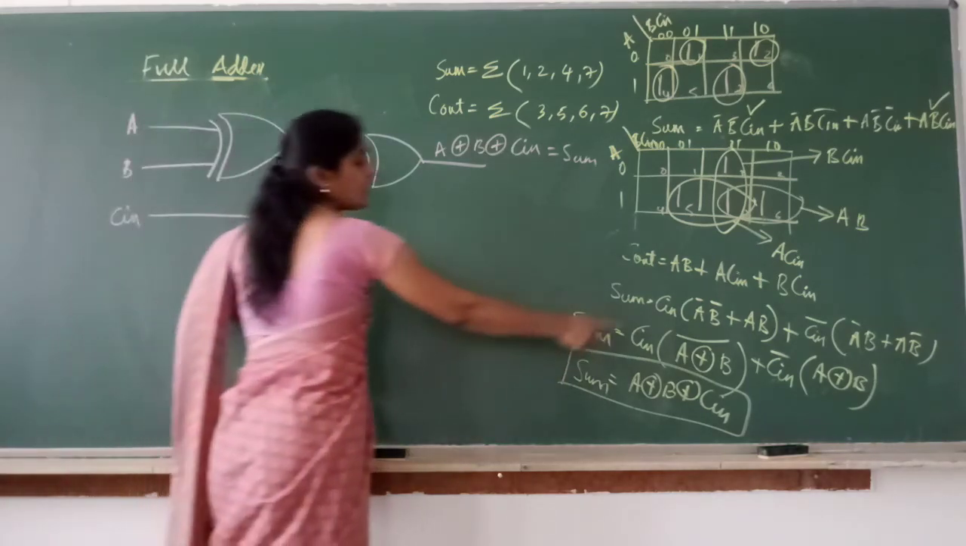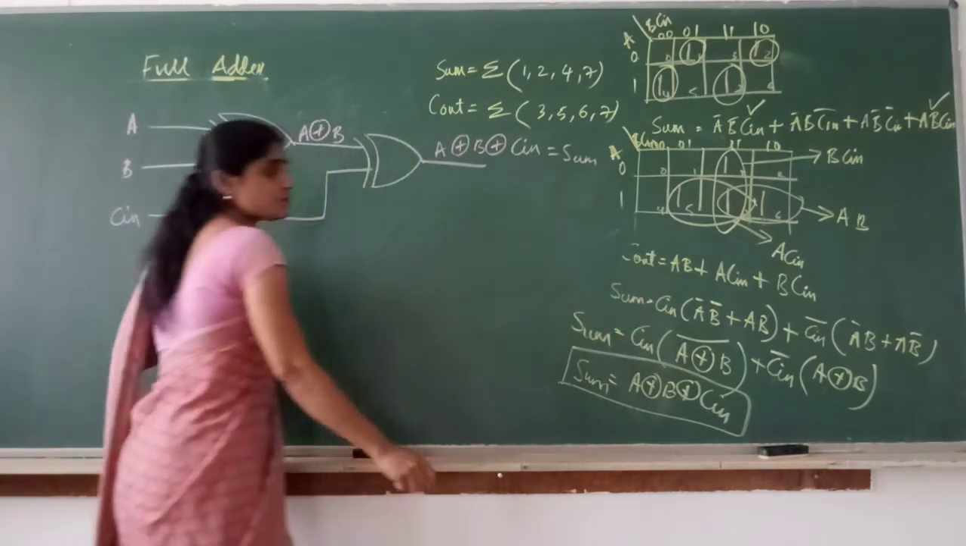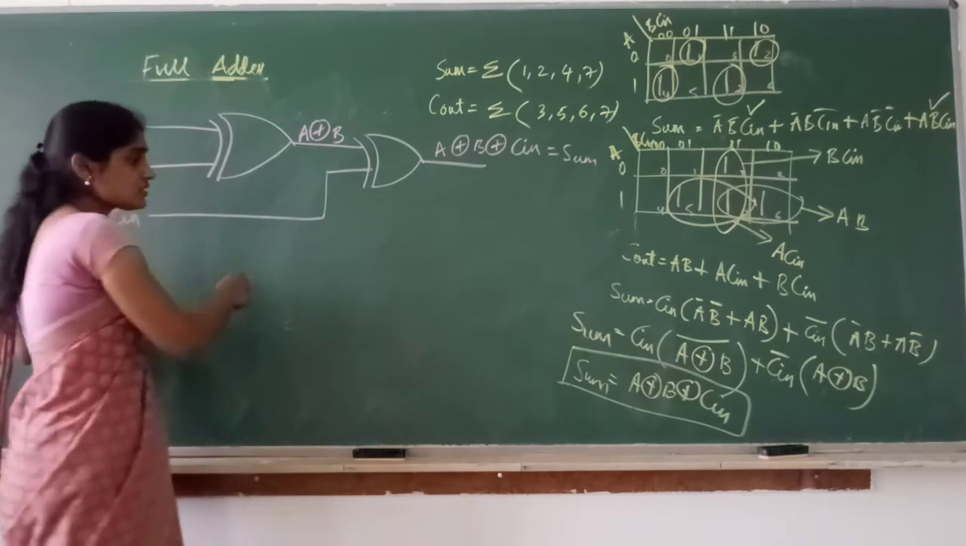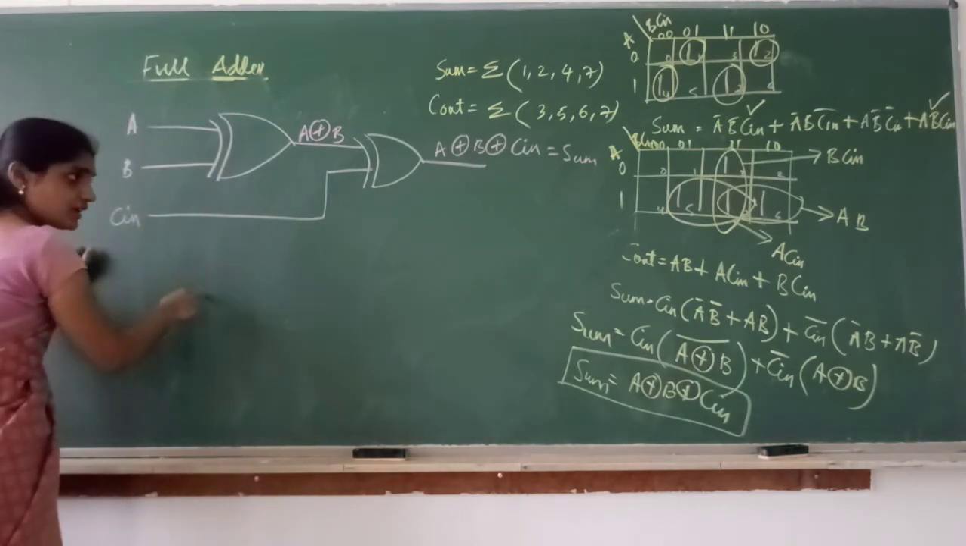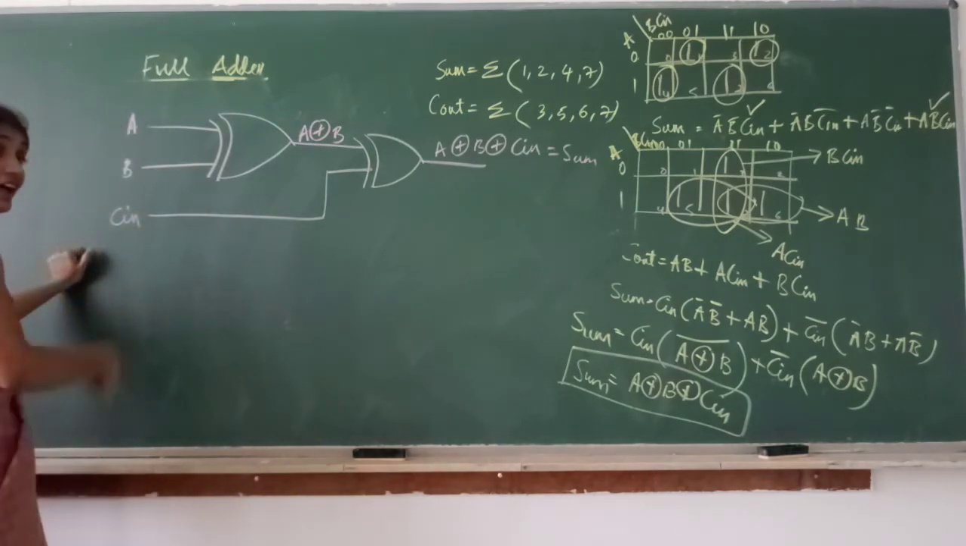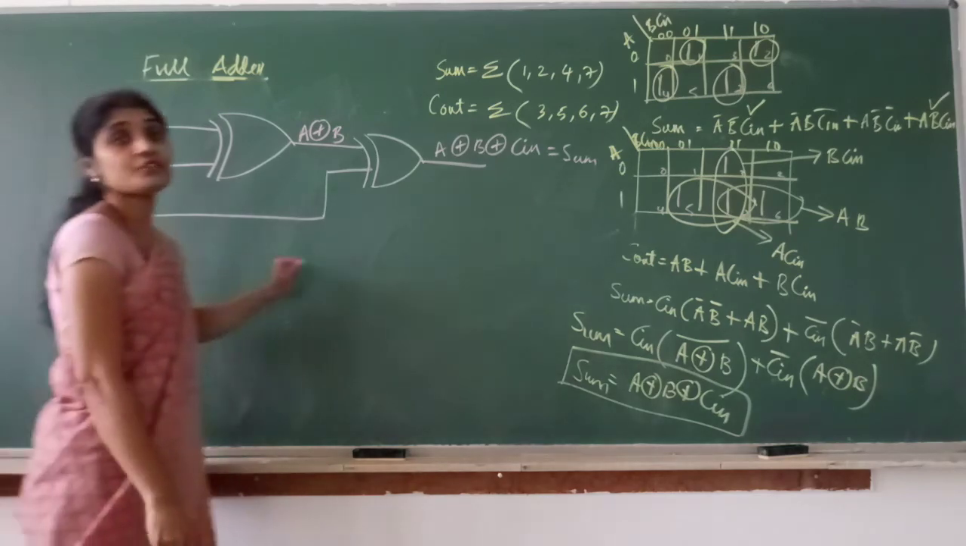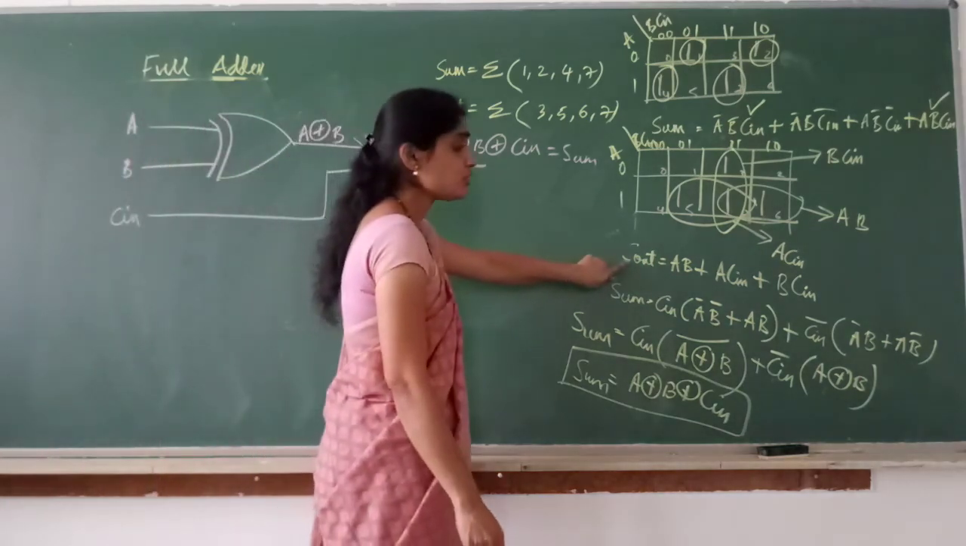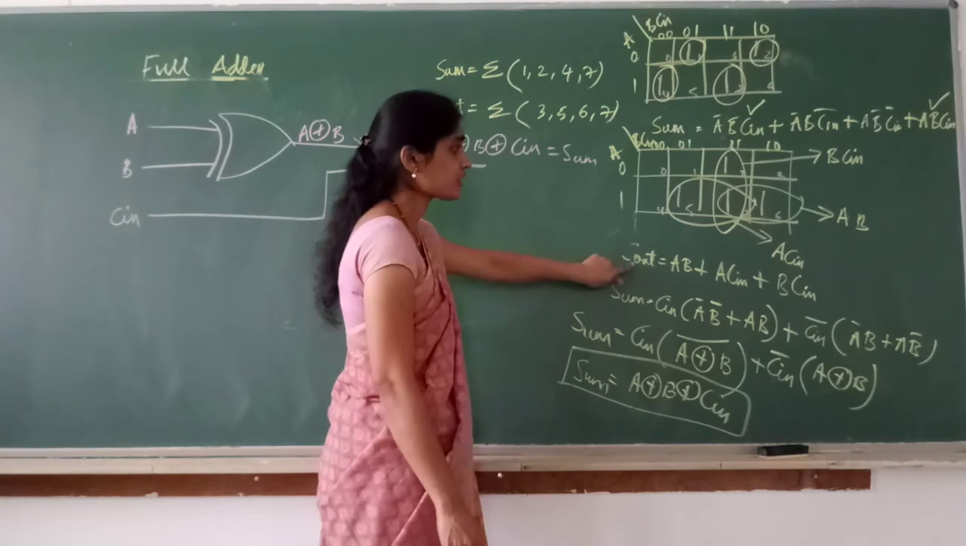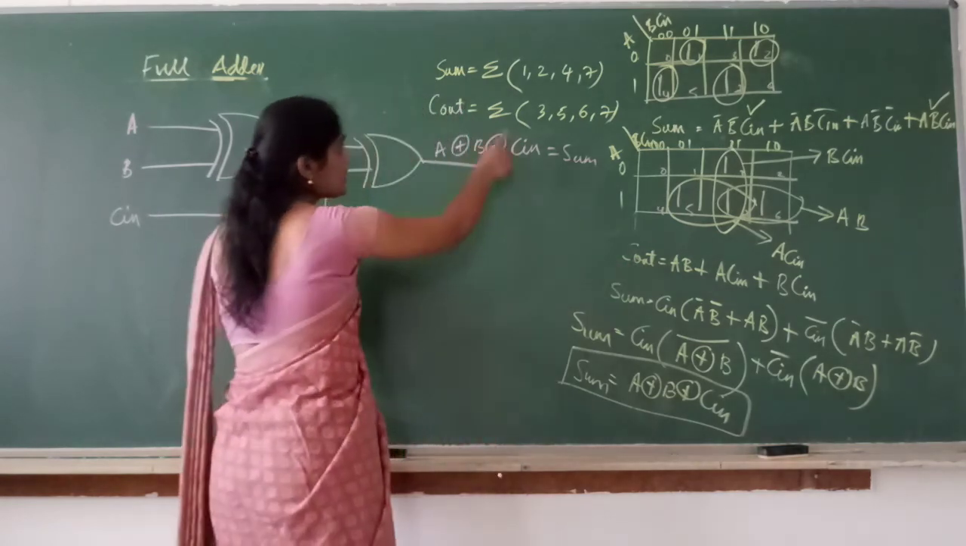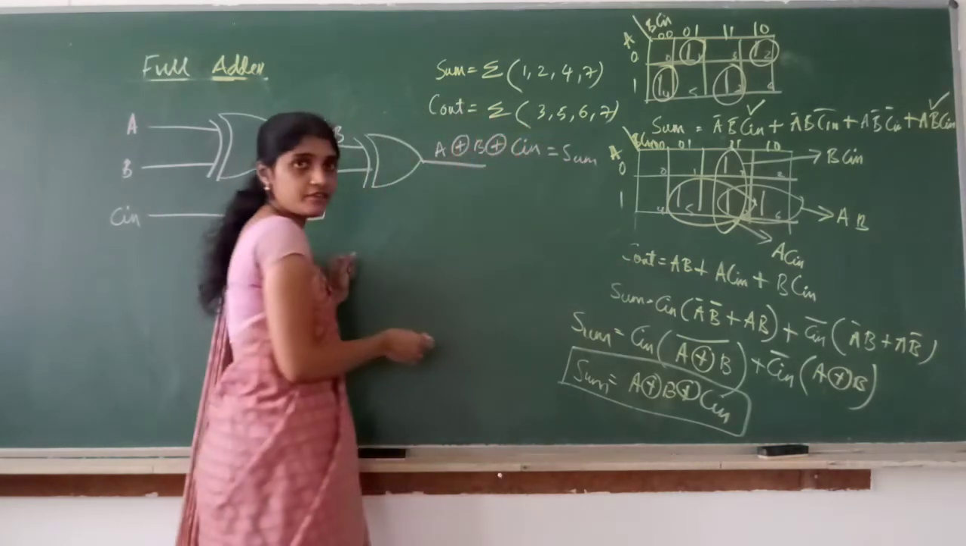Similarly, we have AB plus ACin plus BCin. You can write this circuit. AB you take AND gate, ACin, BCin. Otherwise, we have one more simplification for carry out. One more simplification for carry out. So carry out, what are the minterms we have got for carry out? 3, 5, 6, 7, right?